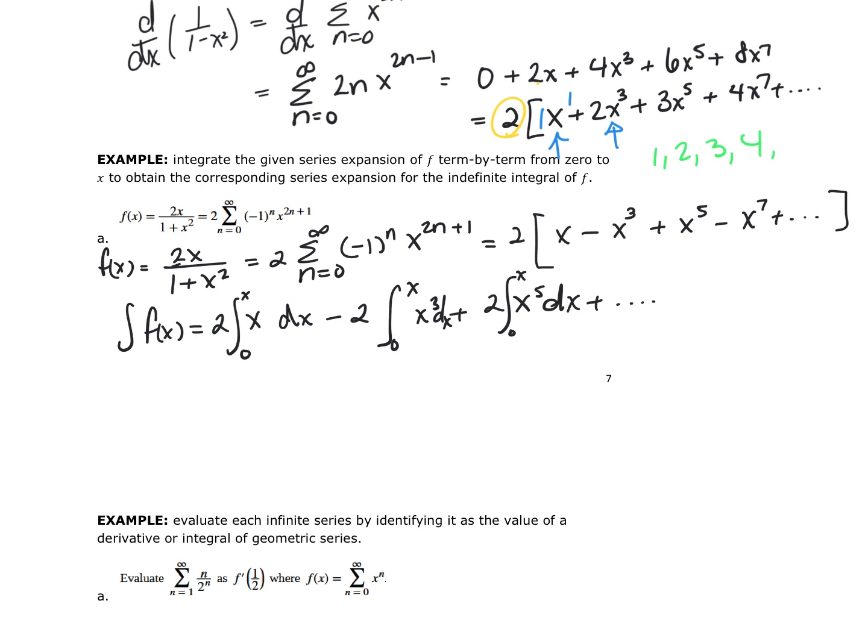So this ends up becoming x squared. This is going to be minus x to the 4th divided by 2. This is going to be plus x to the 6th divided by 3. And the next one I'll just put in there is x to the 8th divided by 4 plus dot, dot, dot. You kind of get the idea from there. I'm going to write this over 1.